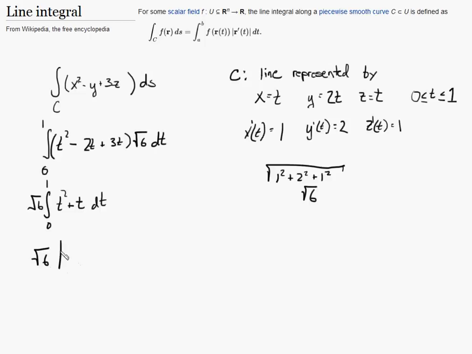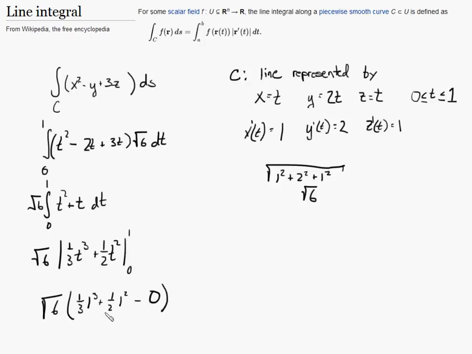We'll put our bar here. 1/3 t to the third plus 1/2 t squared. We're evaluating that at 1 and 0. So we have the square root of 6 times 1/3, and then put the 1 in, 1 cubed, plus 1/2 1 squared, and then minus these two things at 0, 0 out.